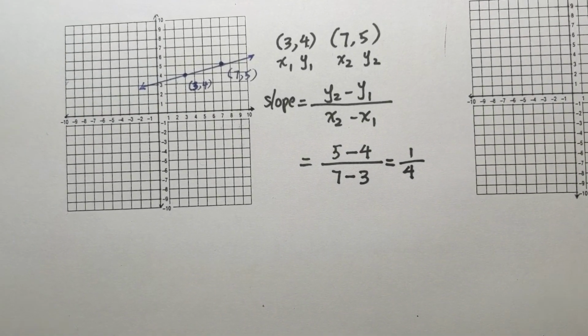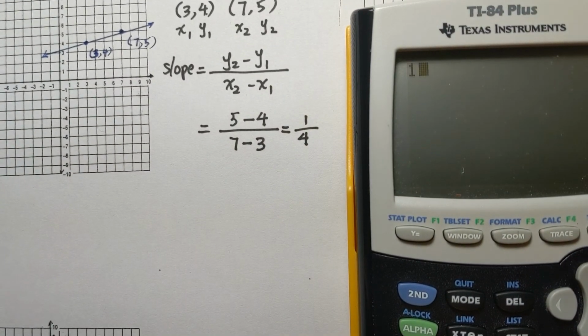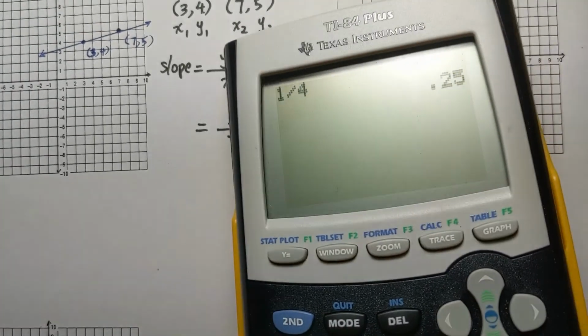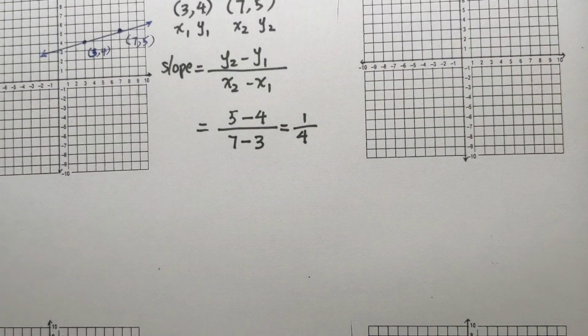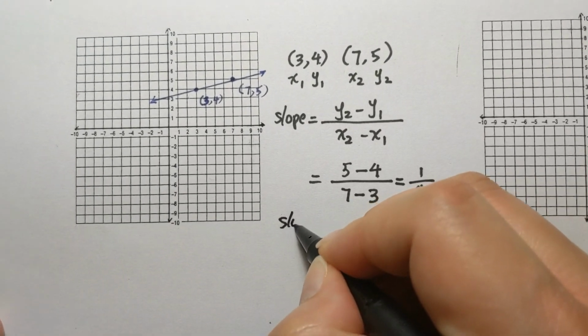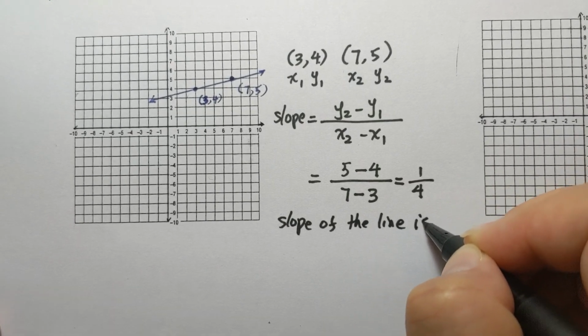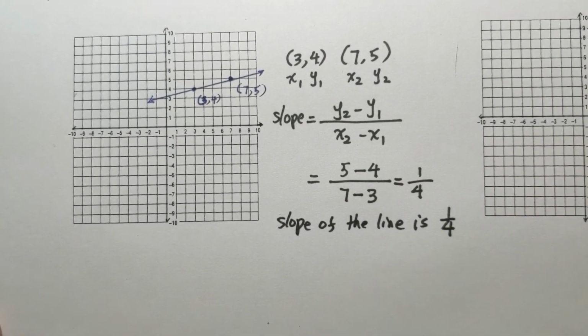So we got 1/4. If you're not sure whether it's going to become a decimal or integer, you always type it in, 1 divided by 4, and you find out it's a decimal, so you can leave it as a fraction. You don't have to convert it into a decimal. So we say the slope of the line is 1/4. So we finished this question.